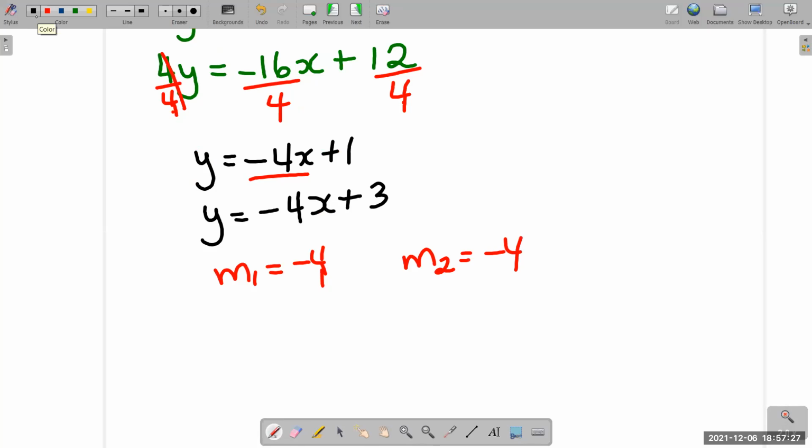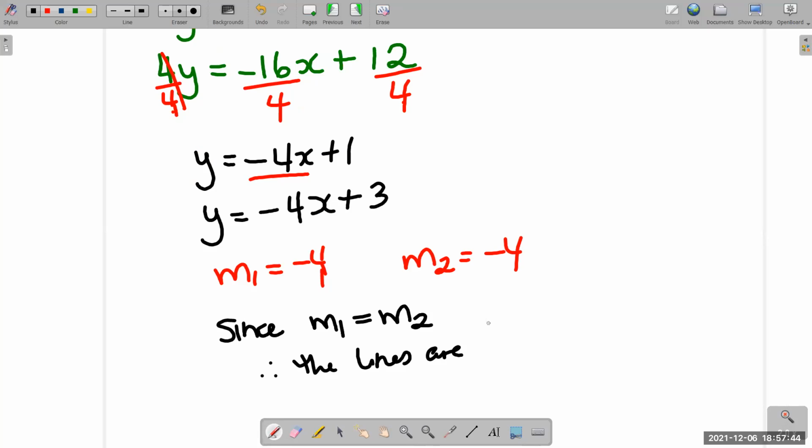I must tell the examiner that I know the rule. And what is the rule? I'm going to say since M1 is equal to M2, therefore, the lines are what? The lines are, somebody help me. What are the two lines? They are parallel. Excellent.